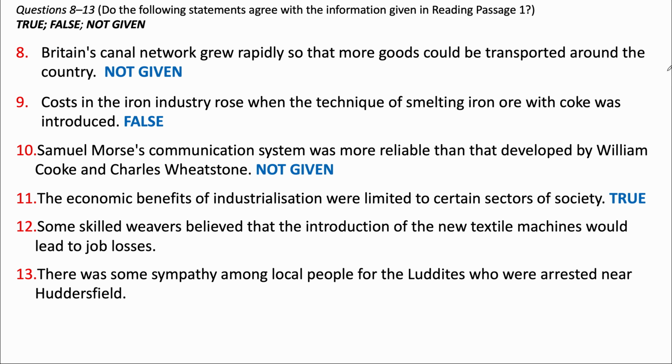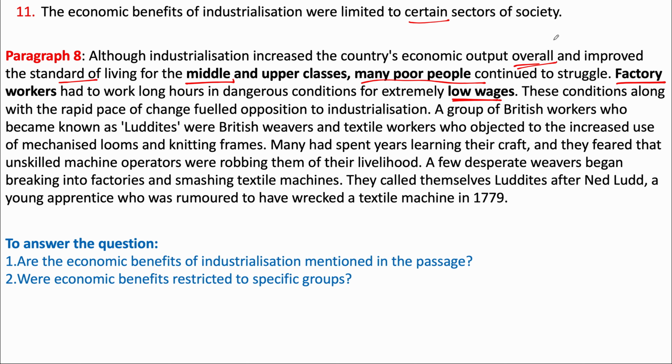So, the answer to the 11th question is true. The word overall can confuse you because you might think that everyone benefited. But the overall here is for the country, not for different parts of the population. And in the same sentence, it is mentioned that poor people did not benefit. Also, the sentence starts with the word although, which is an indication that something opposite to this overall may be mentioned in the second half of the sentence.